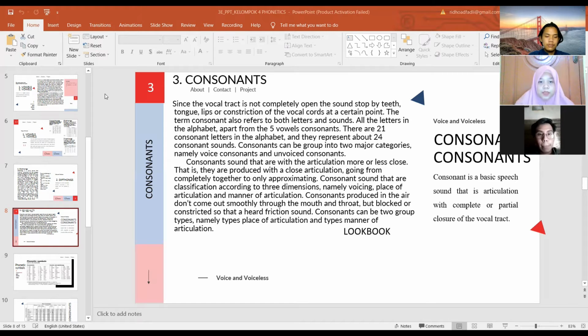Consonants are produced when the air does not come out smoothly through the mouth and throat, but is blocked or constricted so that it makes a hard friction sound. Consonants can be divided into two group types, namely types of place of articulation and types of manner of articulation.